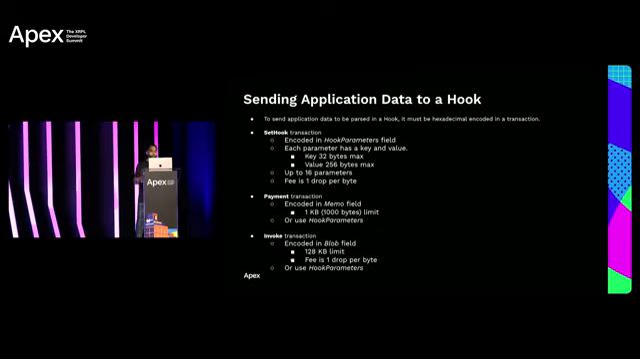And then sending this application data to a hook. So like I said, it must be serialized in hexadecimal, and you can use the hook parameters field for a SetHook transaction with up to 16 parameters, and the fee is 1 drop per byte. And then for payment, you can use, which already exists, a memo field, 1K bytes limit. Or you can even use the hook parameters in any transaction now. And for invoke, what I use in my app, I just use a blob field, and yeah, that's 1 drop per byte, 128 kilobyte limit.